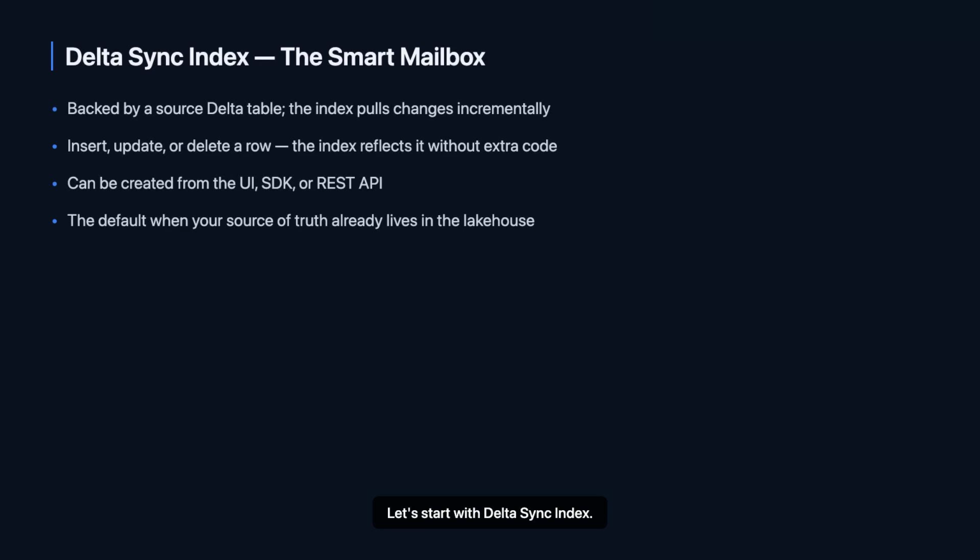Let's start with Delta Sync Index. Think of it as a smart mailbox. You drop a letter into your Delta table, an insert, an update, a delete, and the index automatically pulls that change in. Databricks runs the whole sync pipeline for you. You can create it from the UI, from the SDK, or through the REST API, and it's the default choice when your source of truth already lives in the lakehouse, which for DataDino's fossil chunks table is exactly the case.